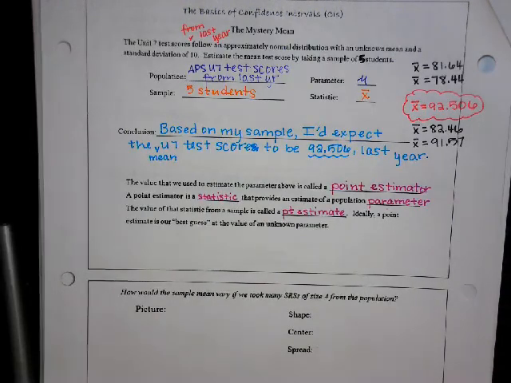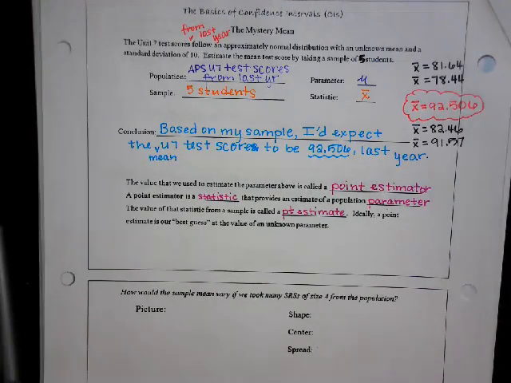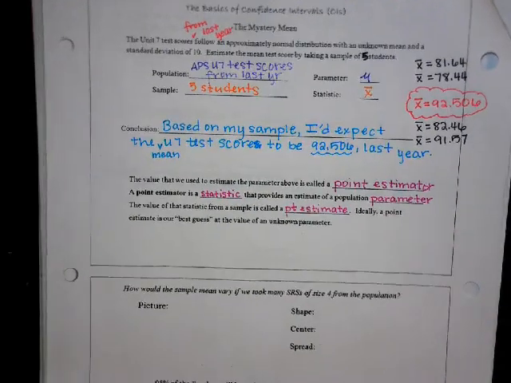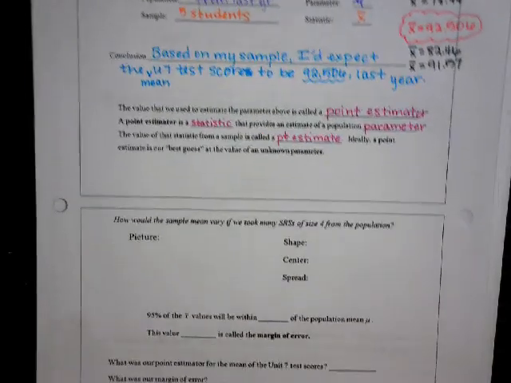So, we took a bunch of samples of size 5. Now we're going to create a sampling distribution. We're going to draw our sampling distribution down below for all our samples of size 5.